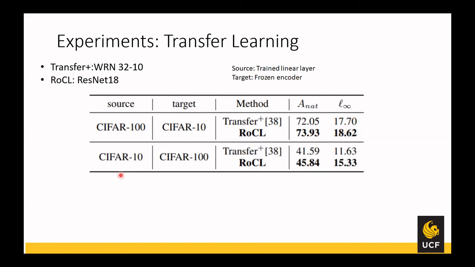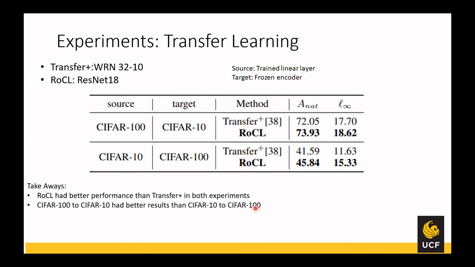Now they flipped this experiment and they did the trained linear layer using the CIFAR10 data on top of the frozen encoder that was trained with CIFAR100 data. And again, you can see ROCL did better or had a better accuracy in both instances than the transfer plus. So some takeaways here is ROCL had better performance than transfer plus in both experiments. And CIFAR100 to CIFAR10 had better results than CIFAR10 to CIFAR100. So here you can see the accuracy on this experiment. All these accuracies are higher than this second experiment.